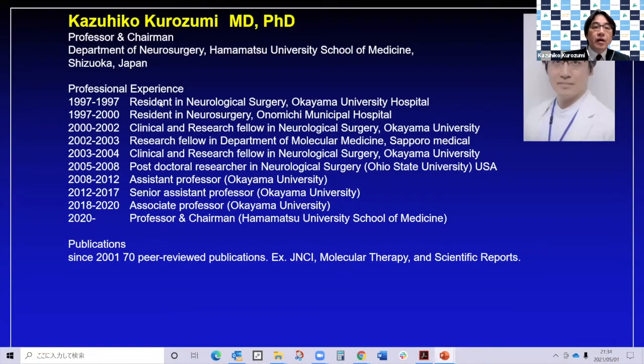I started as a neurosurgeon in 1997 at Okayama University for residency. Then I went to Ohio State University for 3 years. Then I came back to Japan and was working at Okayama University. Then last year, May 1st, in 2020, this is like an anniversary today.